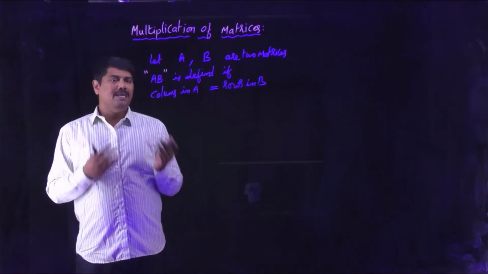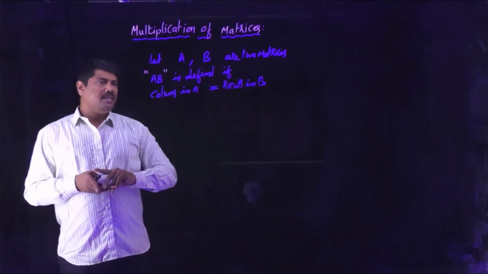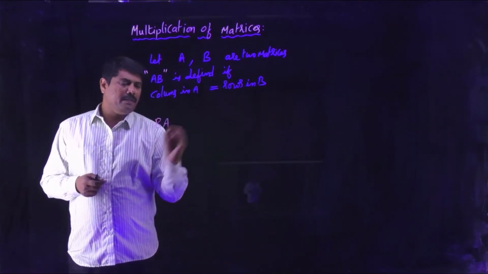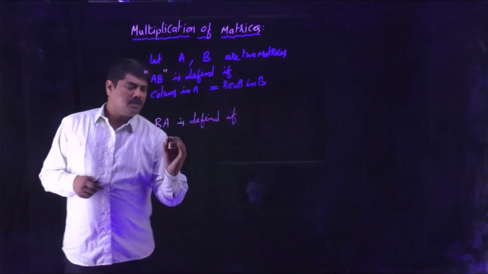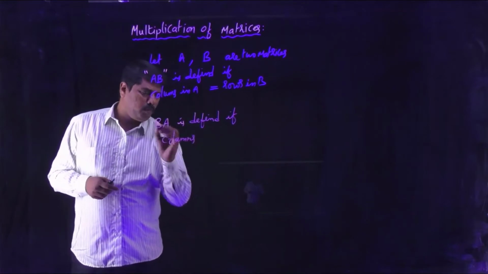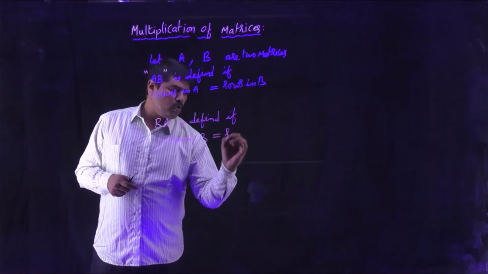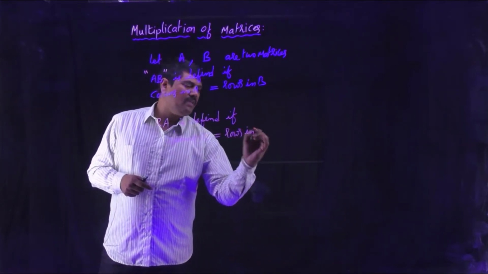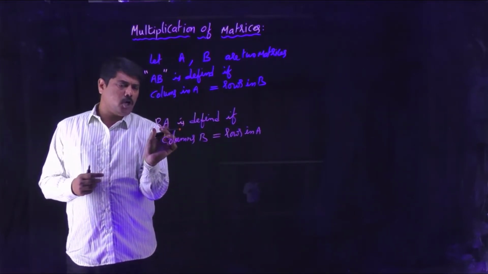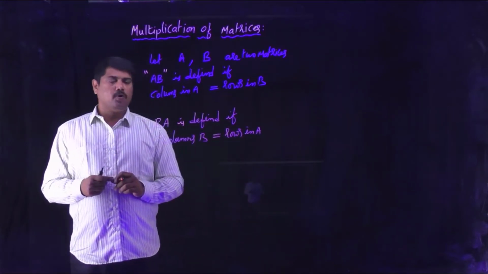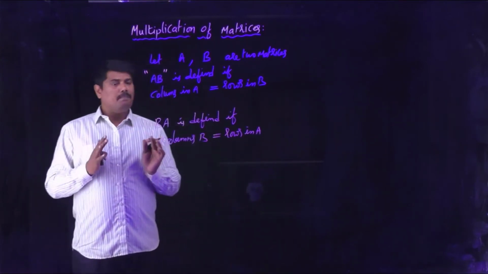If you need BA, for any matrices A and B, the multiplication BA is defined if the columns in B are equal to the rows in the second place, the rows in A. You must observe this point: columns of the first matrix in the product equal rows of the second matrix. So to define BA, the number of columns in B must be equal to the number of rows in A. Then only BA is defined. This is the basic requirement for multiplication.